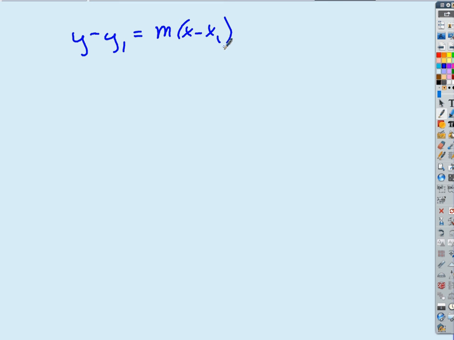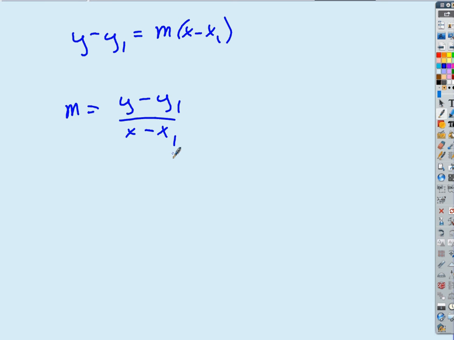If I solve for m, what's the only thing I have to do to solve for m? What's the only thing I have to do to isolate the m on the right side? Divide by the quantity x minus x1. Agreed? So if I did that, I'm going to get m equals y minus y1 over x minus x1. Well, doesn't that make sense?